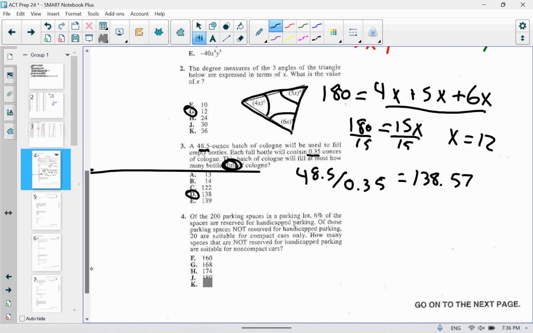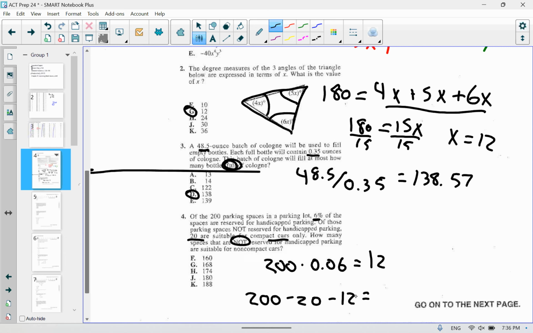Of the 200 parking spaces in a lot, 6% are reserved for handicap parking. So I can do 200 times 0.06, converting 6% into a decimal. That would be 12 spaces there. 20 are suitable for compact only. How many are not either? So I could do 200 minus the 20 for compact, minus the 12 for the handicap parking. That gives me 168 spaces left. So I'd pick letter G.